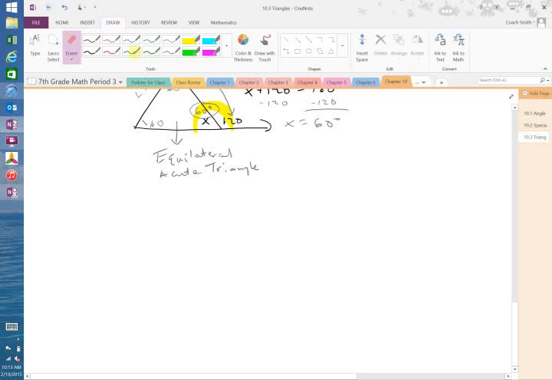I hate drawing triangles. Not very good at it. Hey, zip it, both of you. That includes the drumming.